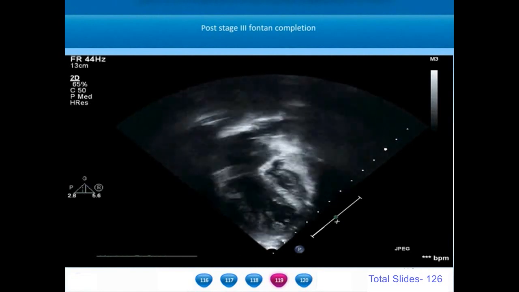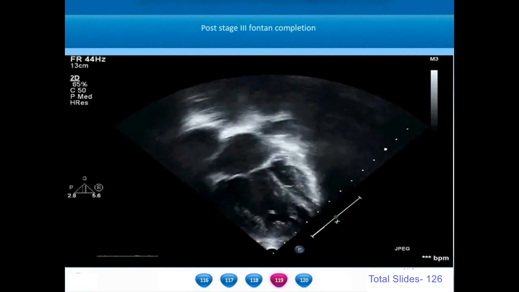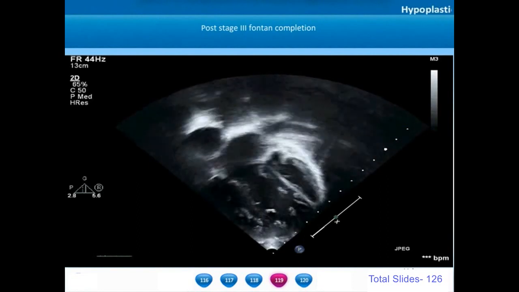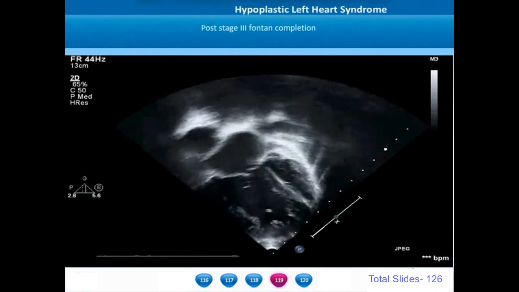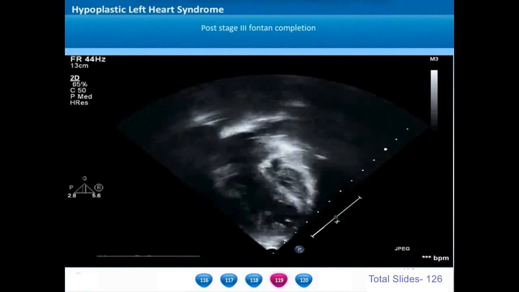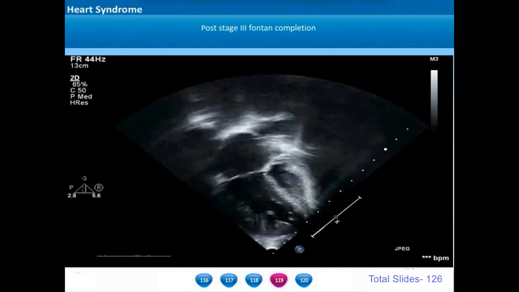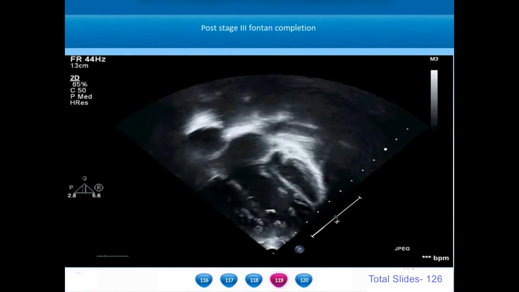In this apical four-chamber view, we can visualize the extracardiac conduit lying immediately outside the atrial cavity. We can see the normal mobility of the tricuspid valve, the hypoplastic mitral valve, the hypoplastic left ventricle, and a good functional right ventricle.